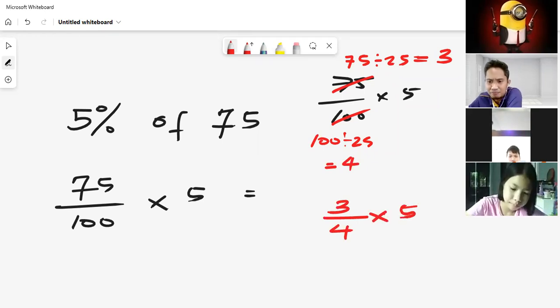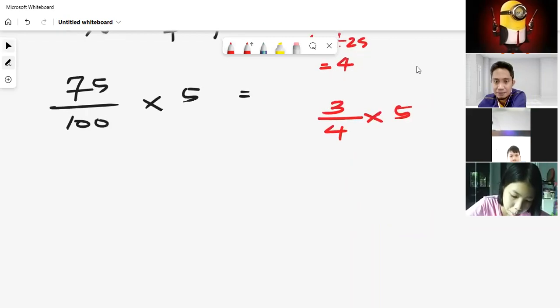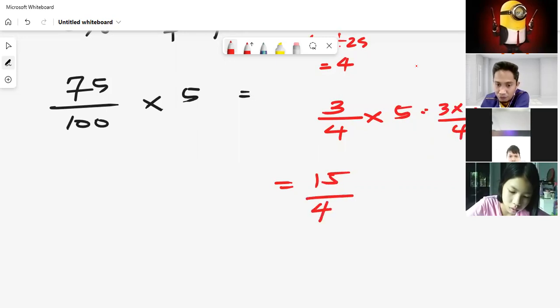Now, can we cut the number? No more. 3 and 4 cannot. 4 and 5 cannot. So it will become 3 times 5 is equal to 15. 15 over 4. It means 15 divided by 4.